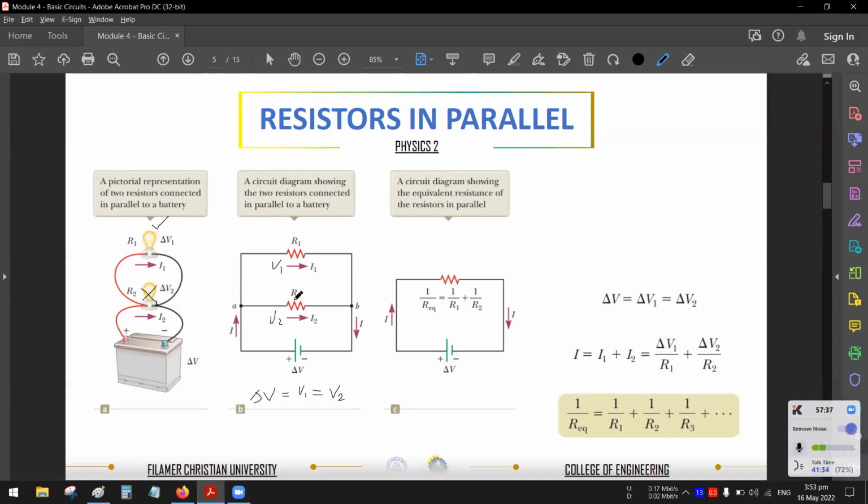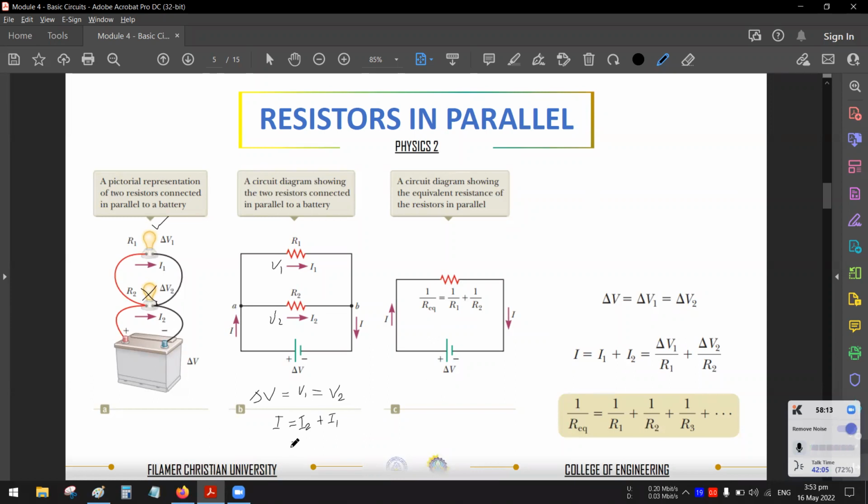Okay, so hinati mo siya. And because electric charge is conserved, di ba? So the current here that enters point A must equal the total current na inilabas niya. Okay? So therefore, your current here should be equal to your current across resistor 2 plus your current across resistor 1.